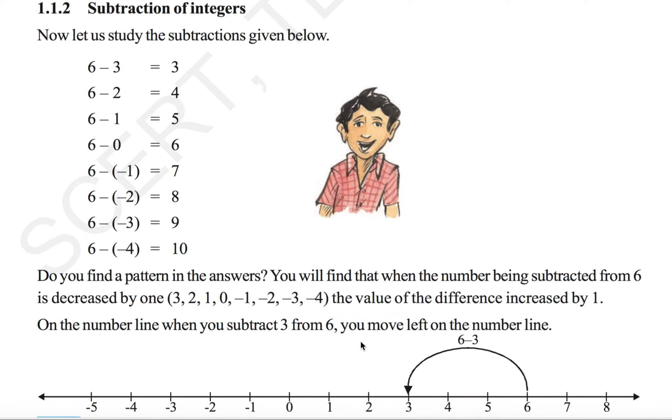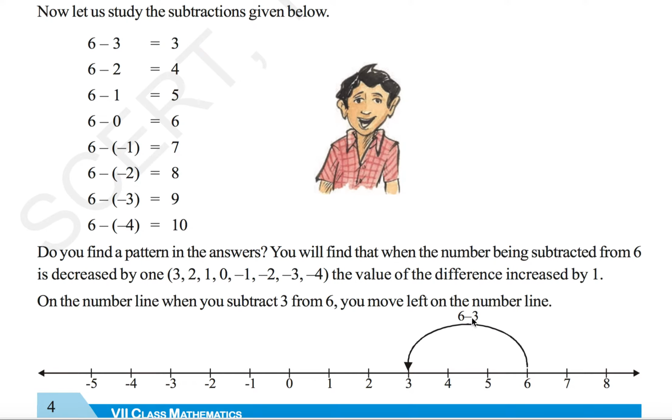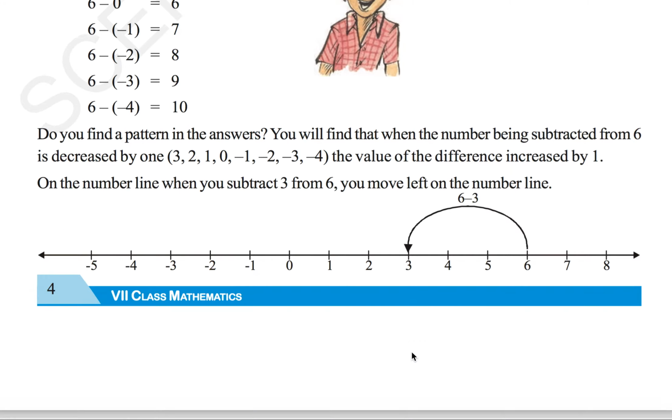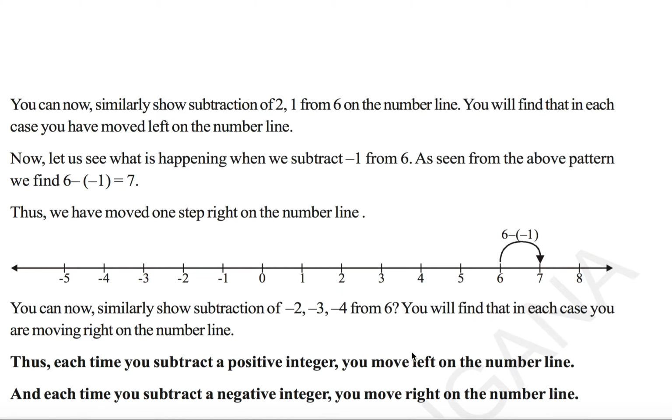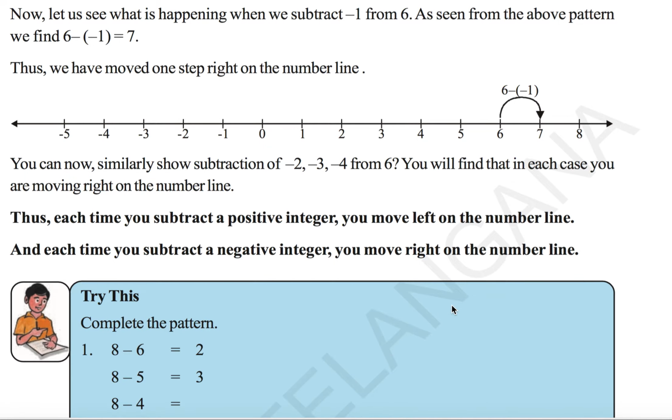On the number line, when you subtract 3 from 6, you move to the left on the number line like this. You can now similarly show the subtraction of 2 and 1 from 6 on the number line. You will find that in each case you have moved left on the number line. Now let us see what is happening when you subtract minus 1 from 6. As seen from the above pattern, we find that it is 7. Thus, we have moved one step right on the number line. You can now similarly show subtraction of minus 2, minus 3, minus 4 from 6. You will find that in each case you are moving towards the right on the number line.